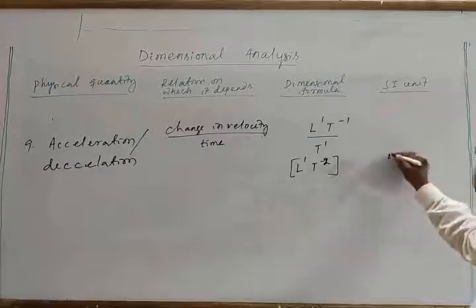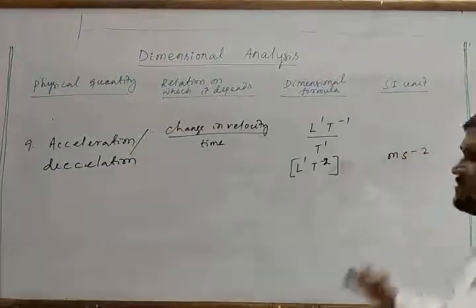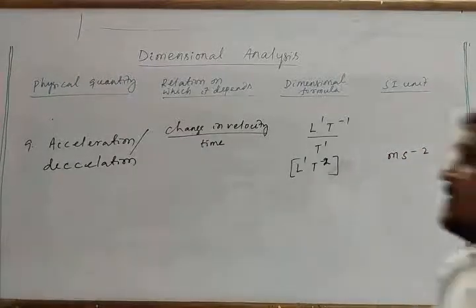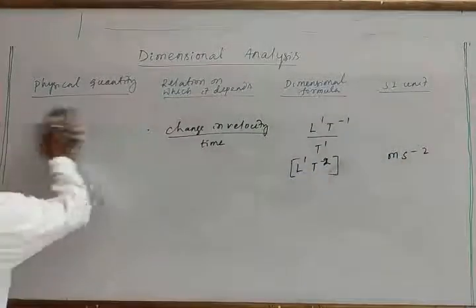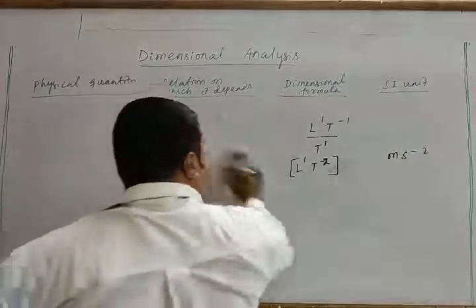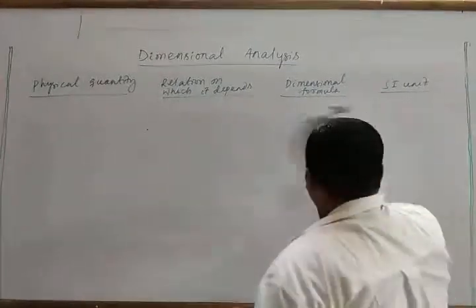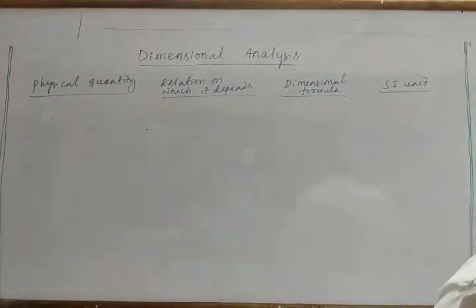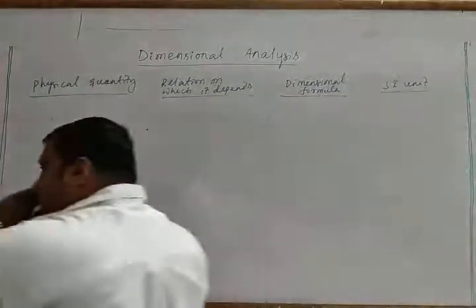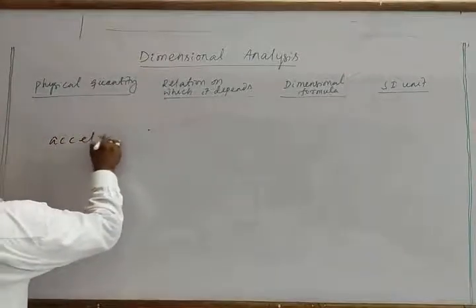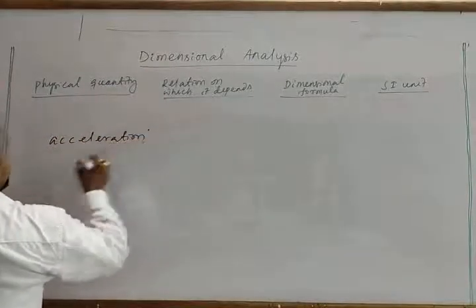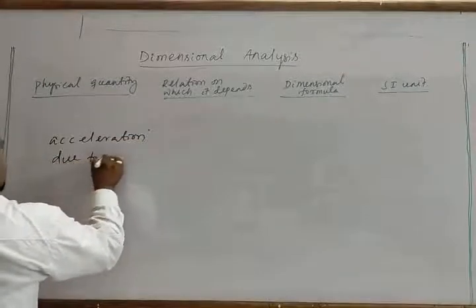So that is the dimension of acceleration. What is the unit? Meter second minus 2. That is the unit of acceleration or deceleration. Clear? So this is the dimension of acceleration, L1 t minus 2. Clear? Then next we will go to the acceleration due to gravity, g. That is also the same dimension.